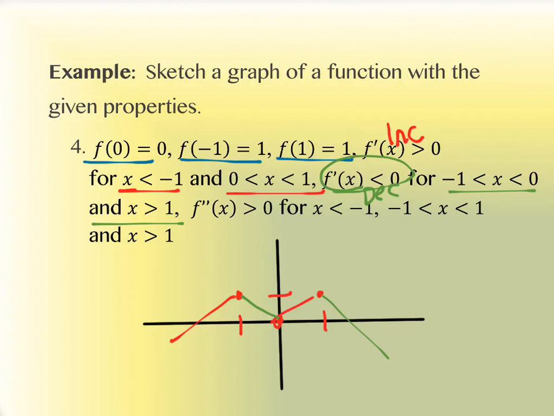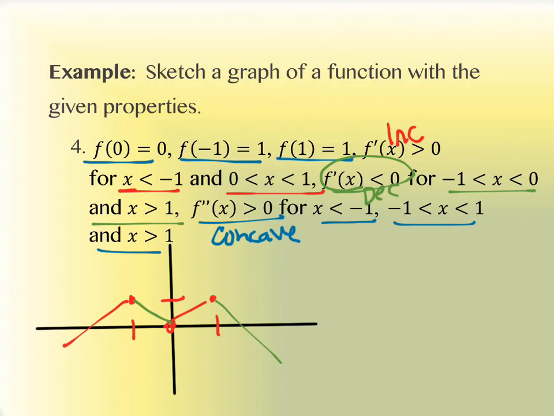The problem is that I'm actually told some other information. I'm told down here some information about the second derivative. It says the second derivative is positive. What does the second derivative being positive mean? Concave up. And it's concave up before -1, between -1 and 1, and after 1. Like, it's concave up everywhere, except we don't know anything about the points -1 and positive 1 themselves. So what in the world is this going to look like?